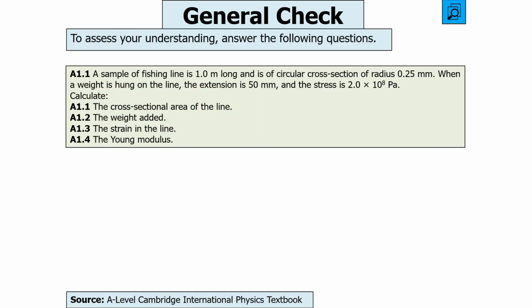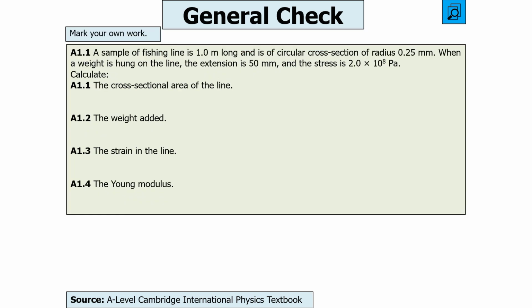Right, so now next question, it says a sample of fishing line is 1.0 meters long and is of cross-sectional circular radius 0.25 millimeters. When a weight is hung on the line, the extension is 50 millimeters and the stress is 2.0 times 10 to the 8 pascals. Calculate the cross-sectional area of the line, the weight added, the strain in the line, and the Young modulus. So pause the video now, then unpause the video and you'll want to go through your answer.